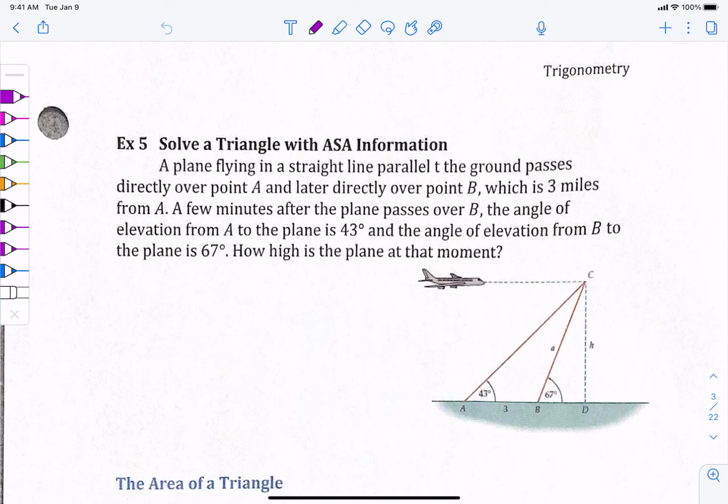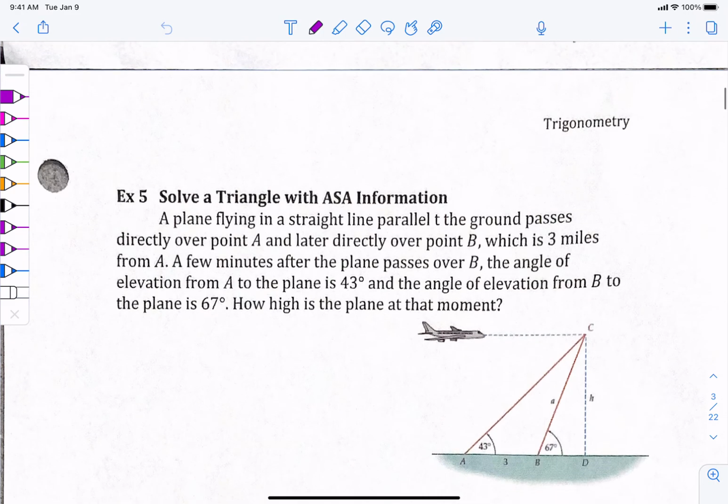We are on example 5 on section 10-2. This is where we're at right now. And what I want you to do, for everybody, is the law of sines. Let's write down the formula at the top of the page. It's one that you can memorize pretty easily.